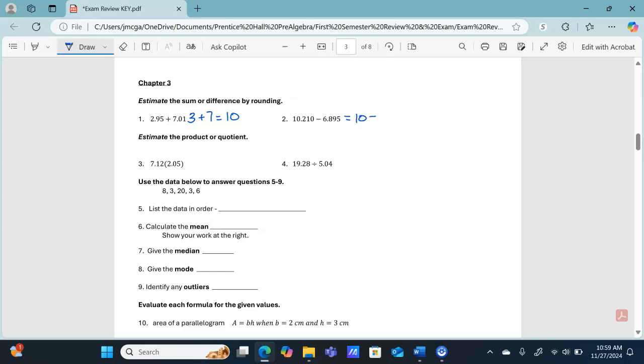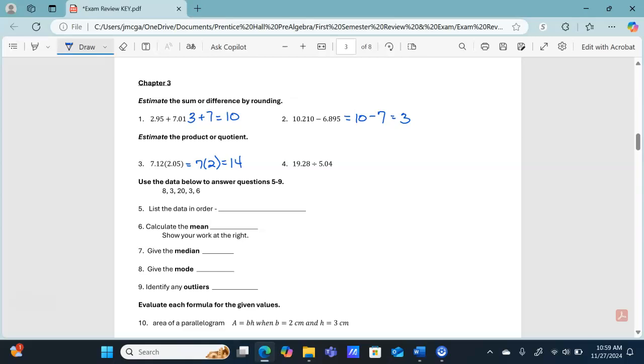10.2, we're going to round to 10. 6.895 is close to 7, so 10 minus 7 is 3. 7.12, we're going to round to 7. 2.05, we're going to round to 2, and we have 14.